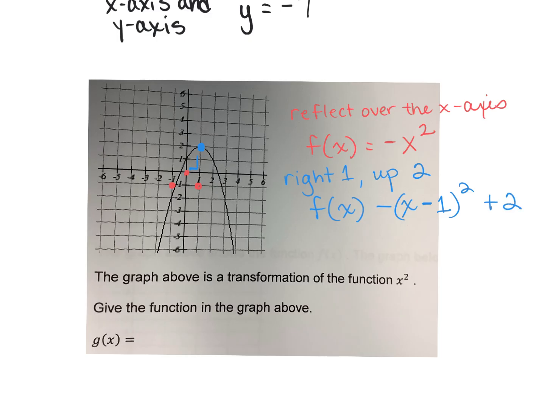So then I can check with these other ordered pair points. So if I start here, if I go right 1 and up 2, I end up where I'm supposed to be. And if I take this other one, right 1, up 2, I end up where I'm supposed to be. So this is my final answer, and that's what I would type in online.